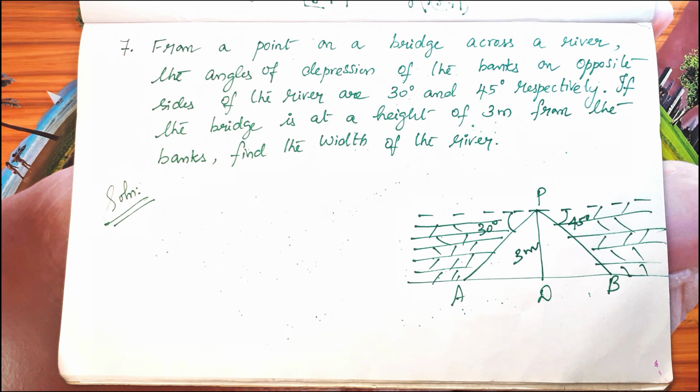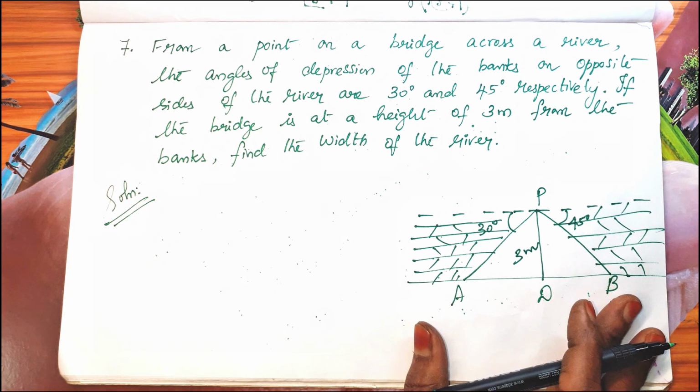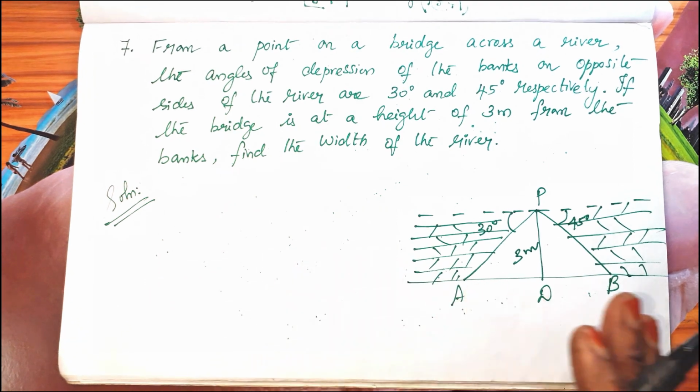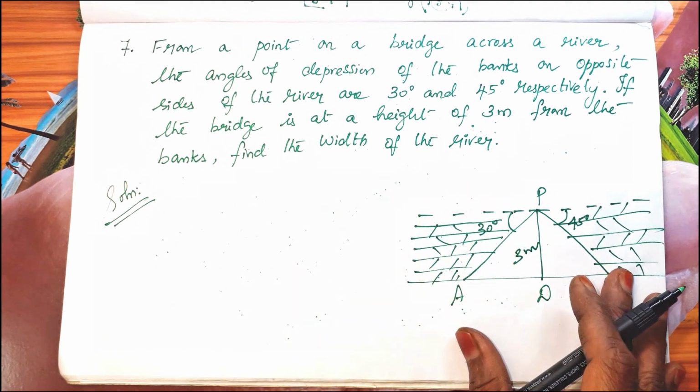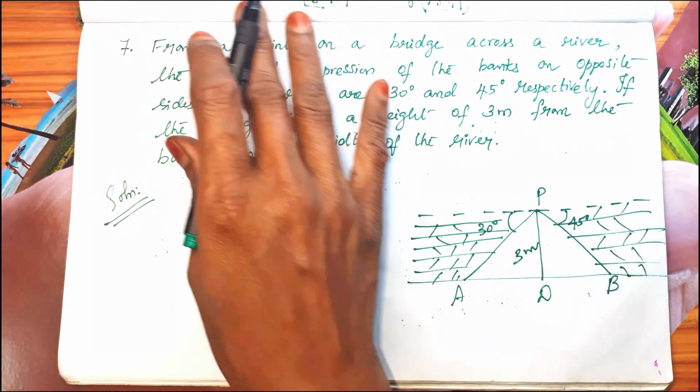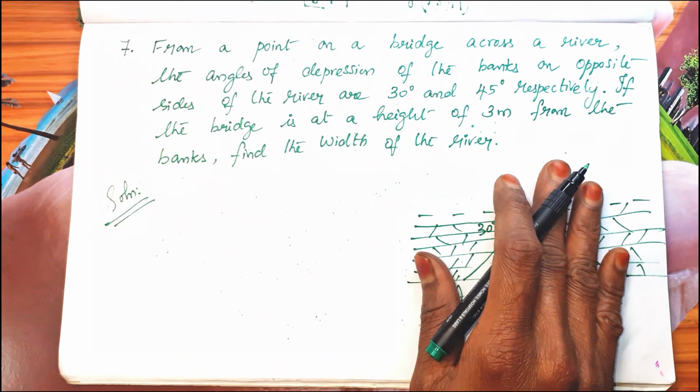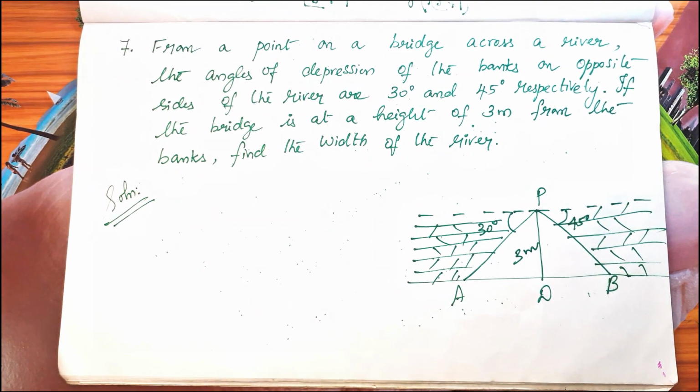Actually, in this problem they didn't give the diagram. I only drew this in advance. Usually I will draw while taking the class, but here I have drawn in advance, since the diagram is not given. From the given data, first we have to draw the diagram, then we have to move on to the solution.